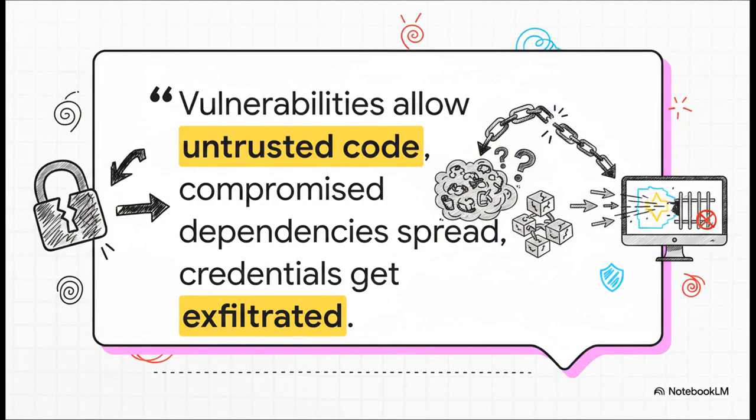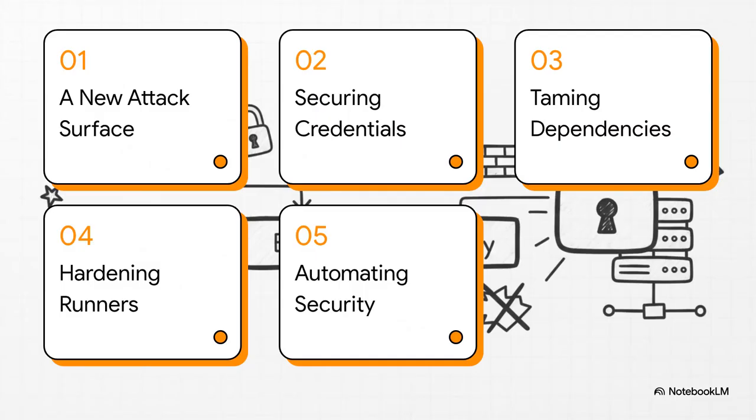And look, this isn't just some theory. GitHub's own security team laid it out perfectly. This is how it goes down. A vulnerability lets some untrusted code run, a compromised dependency spreads like wildfire, and over-permissioned credentials get stolen. It's a chain reaction, and just one weak link can bring the whole system down. So the big question is, how do we break that attack chain? Well, that's what we're here for.